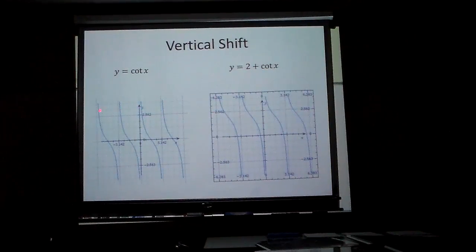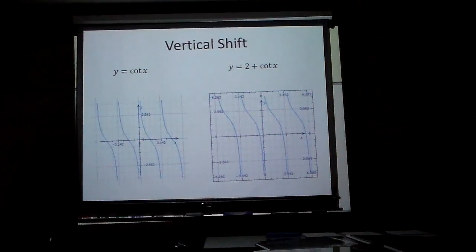So it's still, cotangent snakes down. It's still going to snake down, but it's going to snake down a little bit higher up right there. And that's all that particularly happened. All right. So that's what a vertical shift does. It just moves up or down.